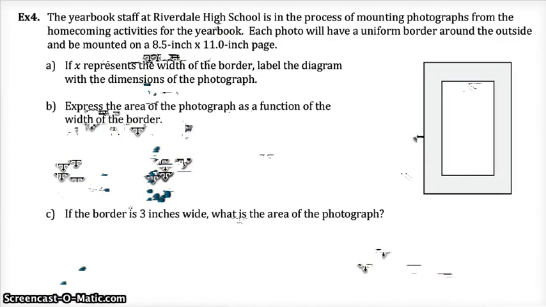Okay, example 4. This is a border problem. The other ones have all been fence problems. Yearbook staff is in the process of mounting photographs from the homecoming activities for the yearbook. Each photo will have a uniform border around the outside and mounted on a page that's 8.5 by 11.